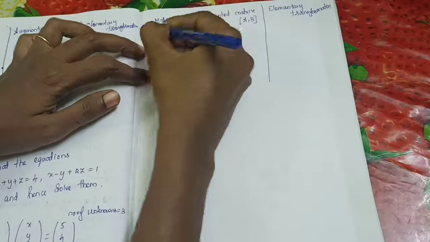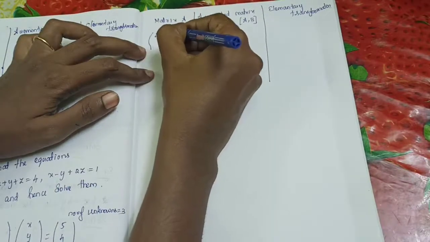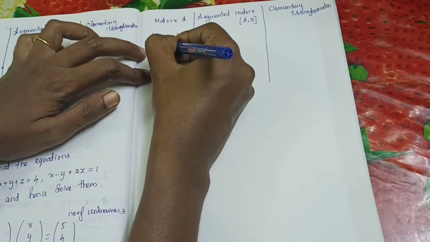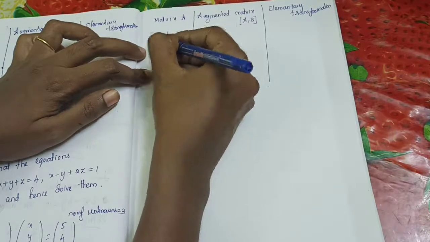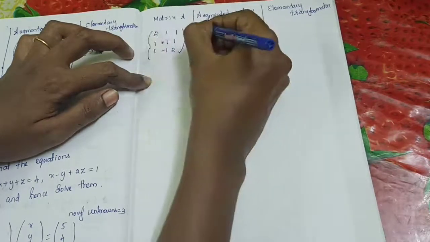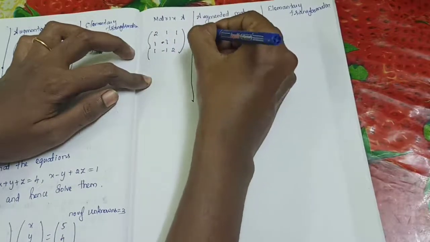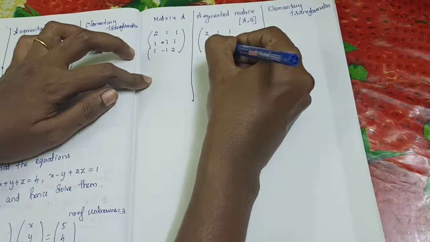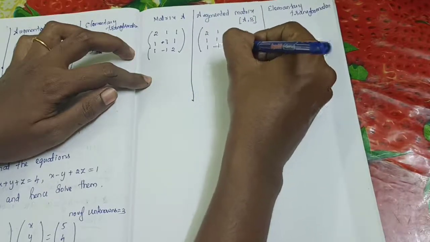Now matrix A. What is matrix A? 2, 1, 1. Then 1, minus 1, 2. Okay. Then the augmented matrix, that is AB, that is 2, 1, 1, 1, then 1, 1, 1, minus 1, 2. Next entry is 5, 4, 1.